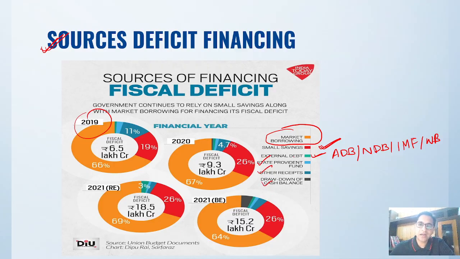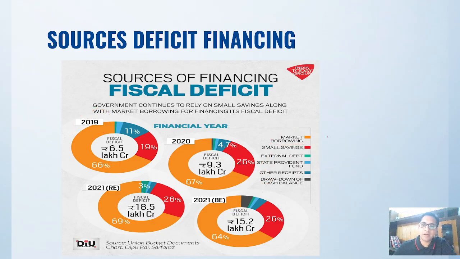Okay, so these are the important four areas from where you generally raise the money: market, small saving, external debt, and state provident fund. You can see that the maximum share is market borrowing that you have to take for government fiscal deficit financing. Okay, so you can see here in 2019 they took around 6.5 lakh crore rupees. Then 2020, 9.3 lakh crore rupees, 2021, 18.5 lakh crore, then 2022, 15.5.